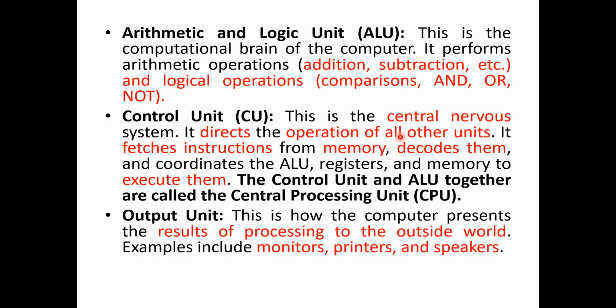The next one is the control unit. The control unit is the central nerve of the system. It guides the operation of all units. It fetches instructions from memory, then decodes them and coordinates the ALU, registers, and memory to execute them. This is the control unit, the central nerve of the CPU. Finally, the output unit is how the computer presents the results of processing to the outside world. Examples include monitors, printers, and speakers.